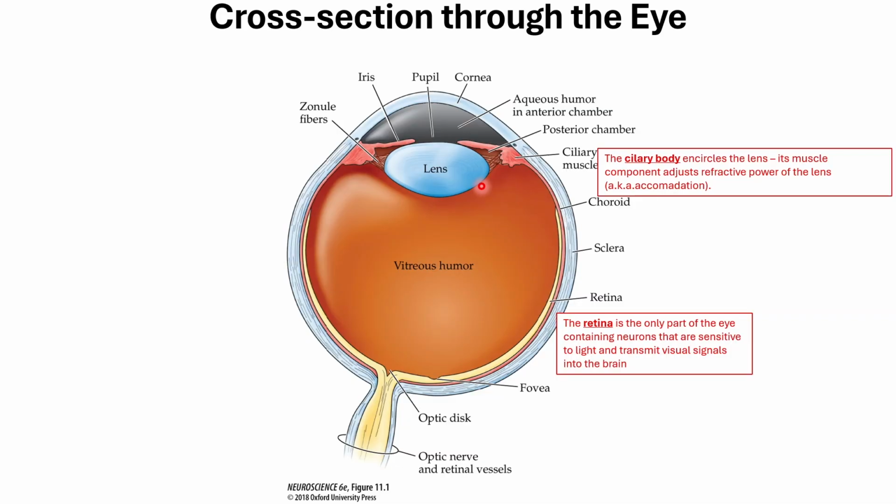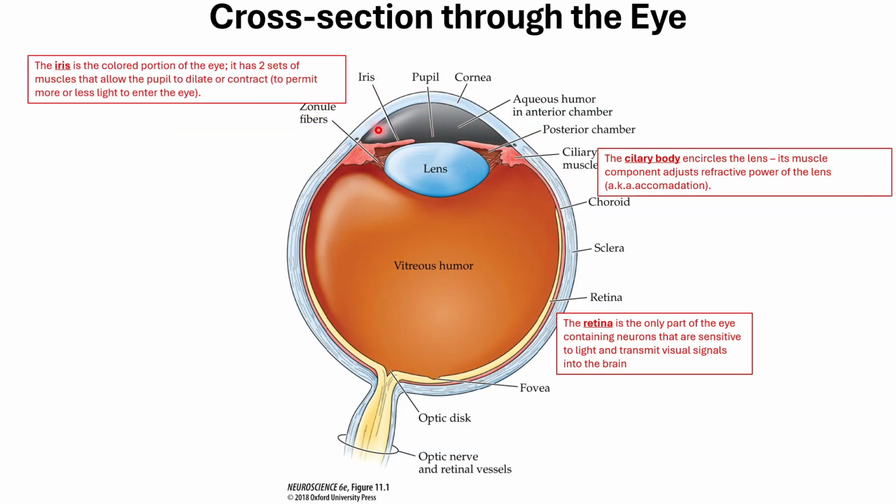Another important part is the ciliary body. So these are muscles that encircle the lens, and they can change the shape of the lens. The iris is the colored portion of the eye.